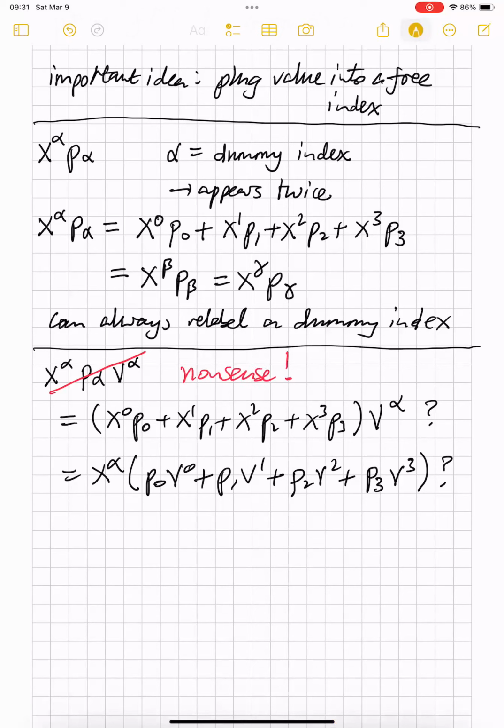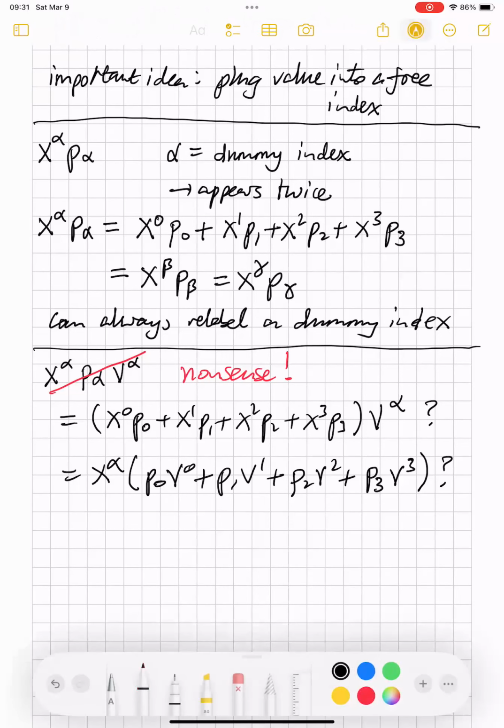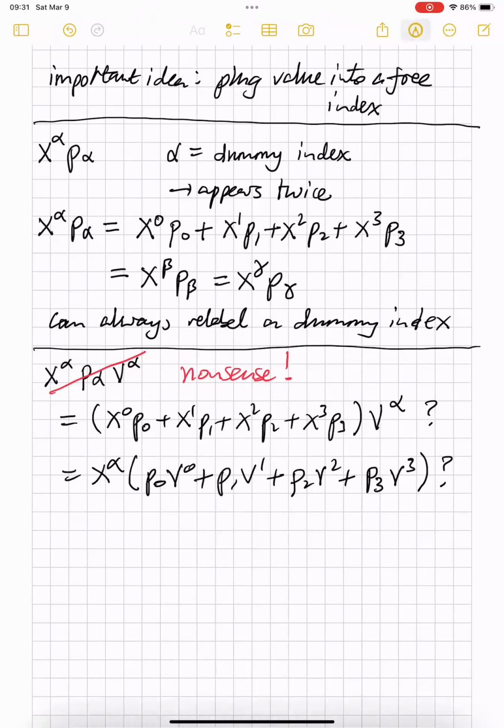So whenever indices appear more than once, indices can appear at most twice.